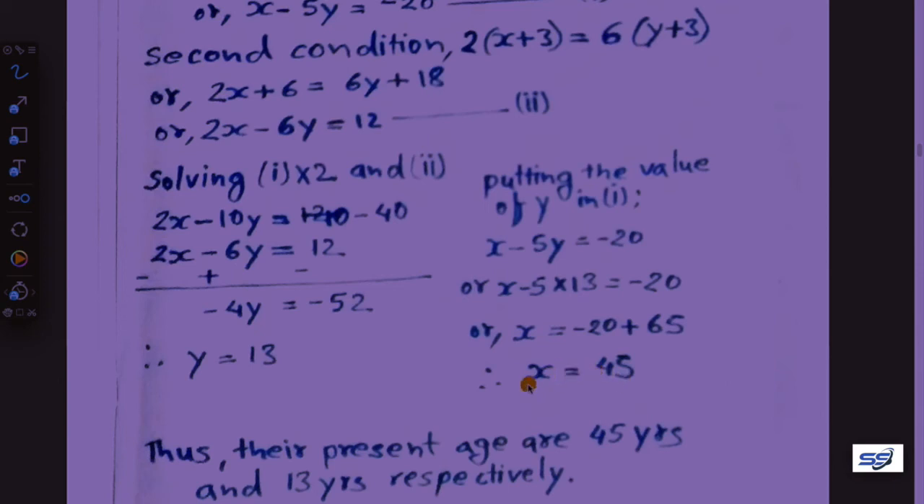In this way, we get the value of x and y on solving equation 1 and 2. Then we can easily say that man's age is 45 years and daughter's age is 13 years. Their present ages, father's age and daughter's age, are 45 years and 13 years respectively. We got our required solution.